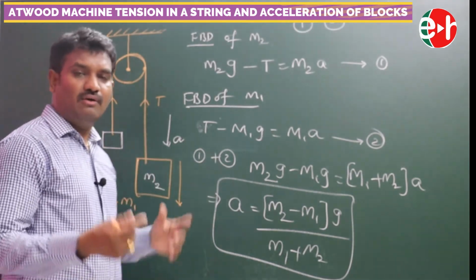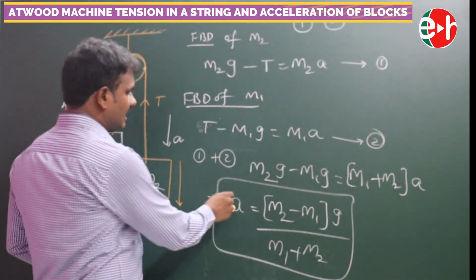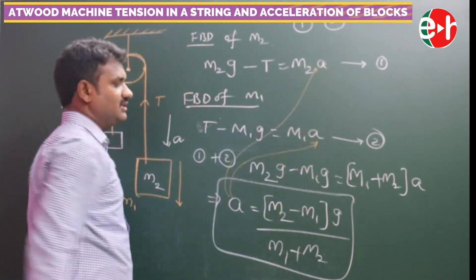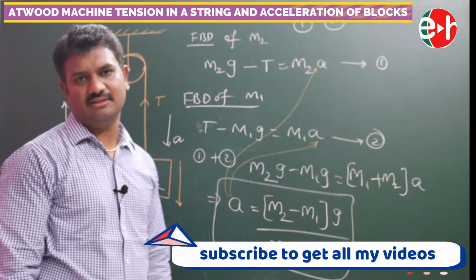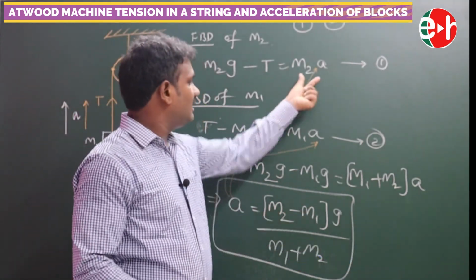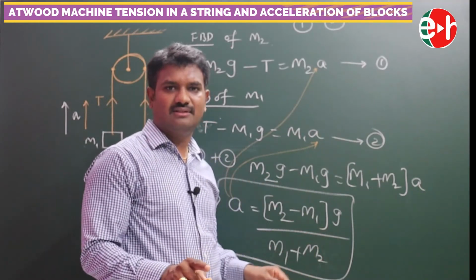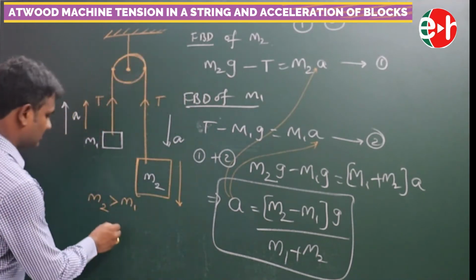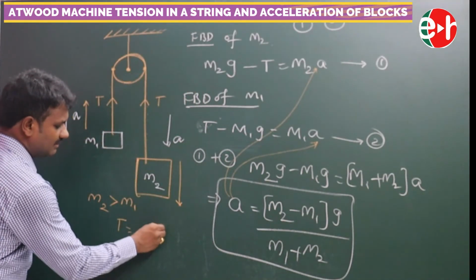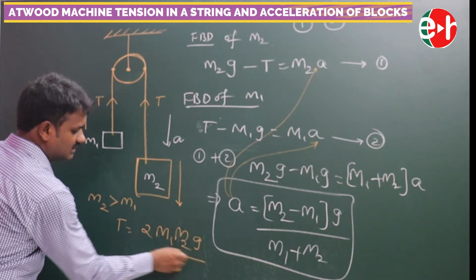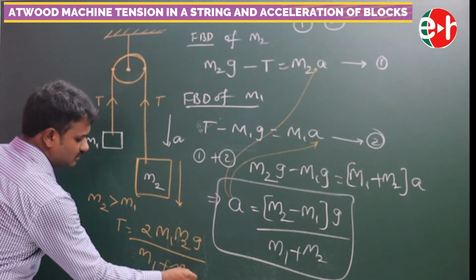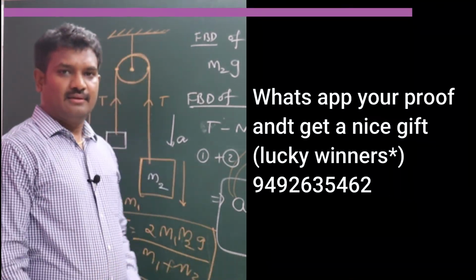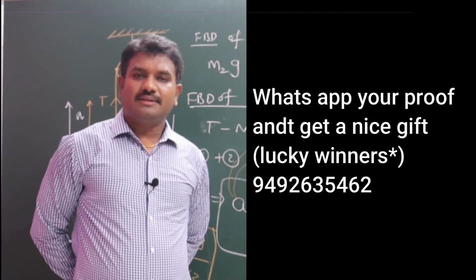Is it clear? Now, how to find the tension? Simple. Put this A here or here, your wish. Wherever you put it, you will get the tension. I am not going to solve it; I am leaving it for you. Substitute and simplify for T. You will get the tension as T is equal to 2 M1 M2 g by (M1 plus M2). This is a very important formula. Remember this. I am expecting the proof from you. See you all.